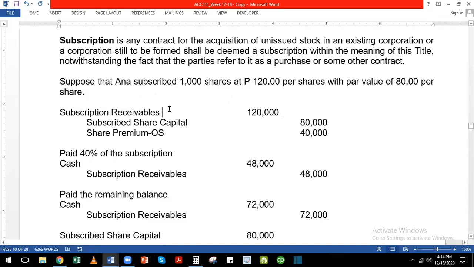So how much total shares ba? The total shares is 1,000 multiplied by 120 per share. So nasa 120,000 na subscription receivable. And you credit same pa rin, no? Remember, pag share capital, guys, even ordinary or preference share, they are measured at par value. That's why here 1,000 multiplied by par value na 80. So meron siyang 80,000. And a share premium ordinary shares the excess of 120 minus 80. So nasa 40,000 as the share premium ordinary shares.